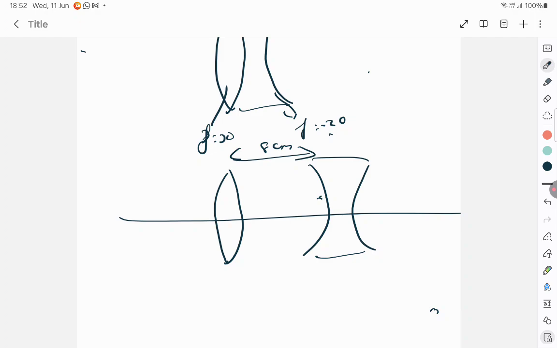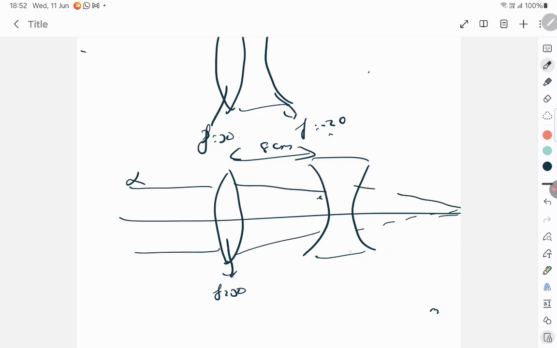The first part of the question: the lenses are placed 8 centimeter apart, and a parallel beam of light is incident on the convex lens. The object is at infinity, so the image will be at the principal focus. The principal focus of the first lens, the convex lens, is 30, so it will converge somewhere behind, at a total distance of 30. Subtracting 8, 30 minus 8 is 22, which becomes your object distance for the second lens.